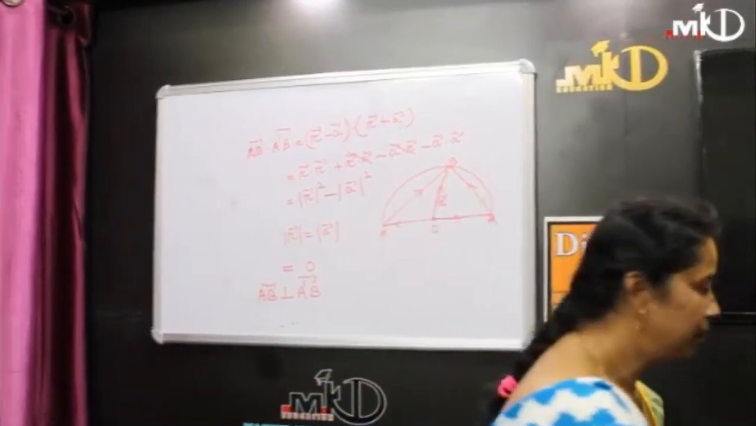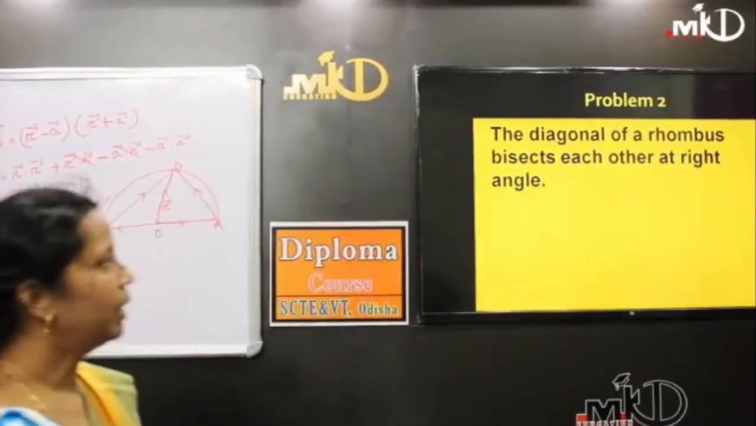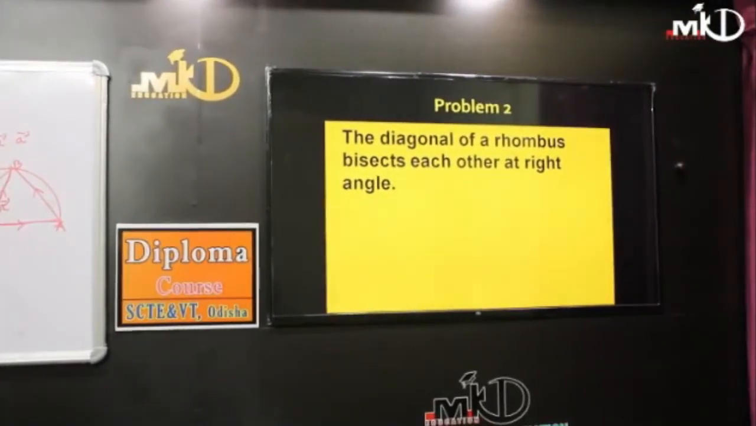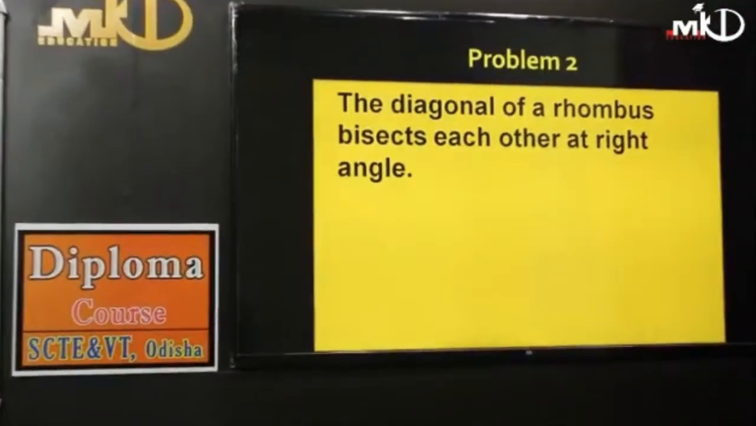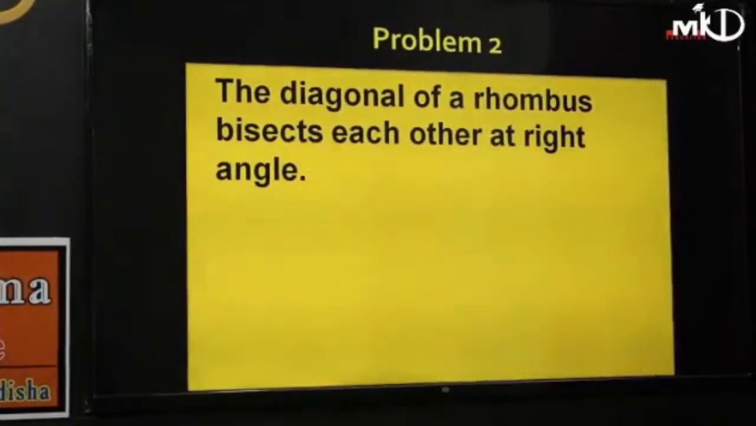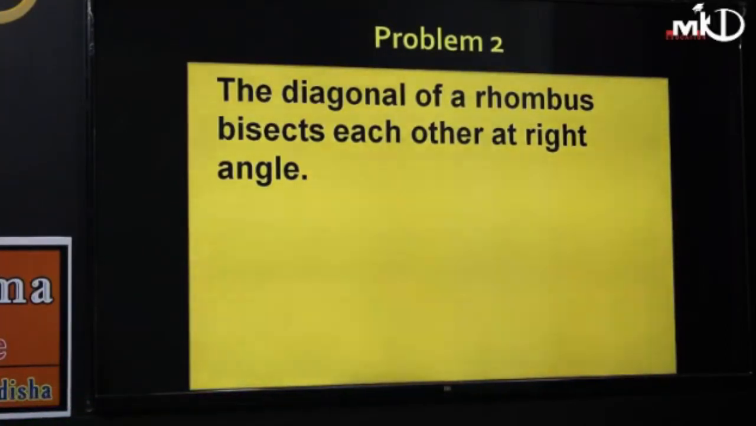And the next problem: the diagonals of a rhombus bisect each other at right angle. It is also based on that property, that if the dot product of two vectors is equal to 0, then the vectors are perpendicular. So now we prove this problem by vector method.